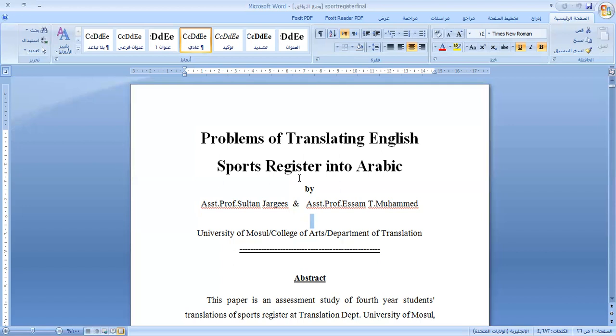So in this lecture, we are going to talk about a terminology which is related to sports. English sports terminology, some expressions which are related to sports. Then we are going to investigate how these terms can be rendered into Arabic.